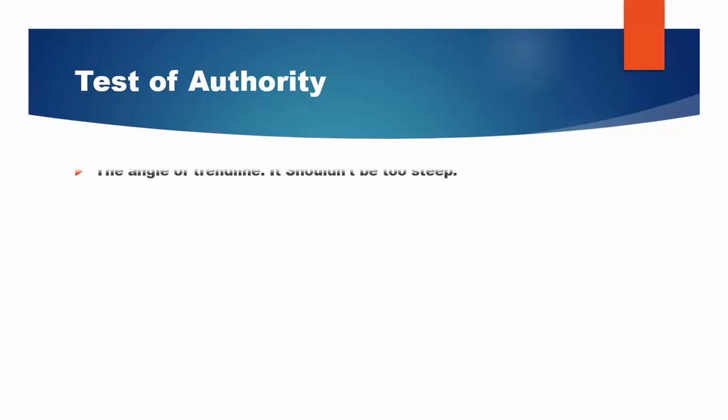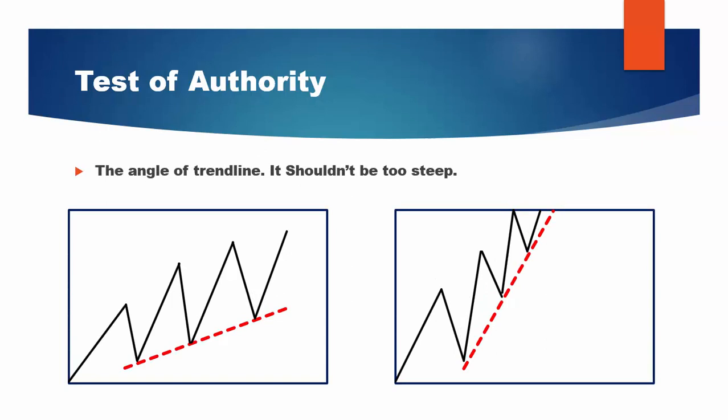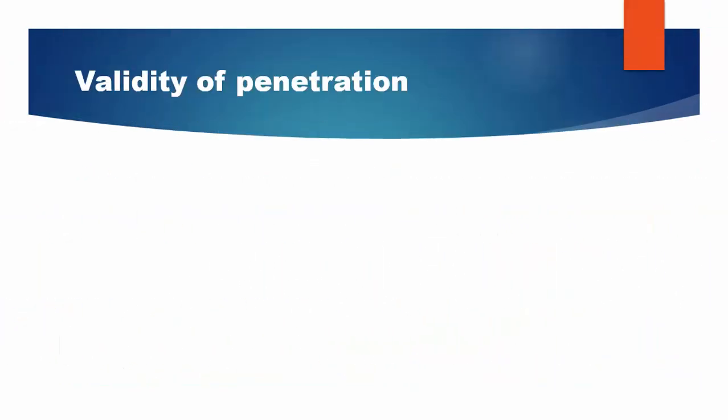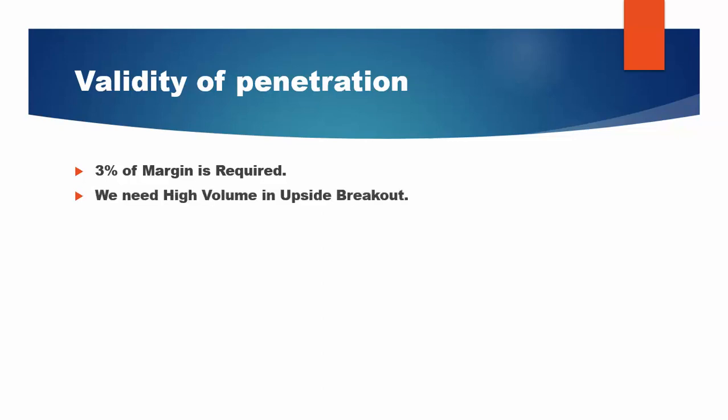Our third test is about the angle of the trend line. A trend line which is drawn too steep can easily be penetrated with only one consolidation sideways. In the examples here, we consider the left side trend line much more valid than the right picture. Now let's see how valid our penetration is. For a valid penetration, we will use our usual rules. We need 3% of margin in penetration, and also we need high volume in upside breakout. Again, we should notice that this 3% is not for all markets, and we don't need high volume for downside breakout of the price, as we have talked a lot about them in previous videos.